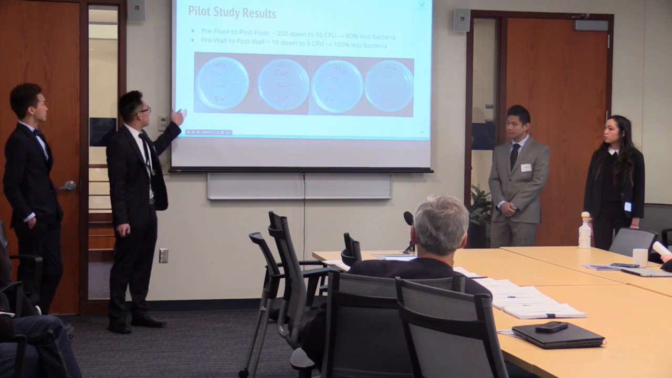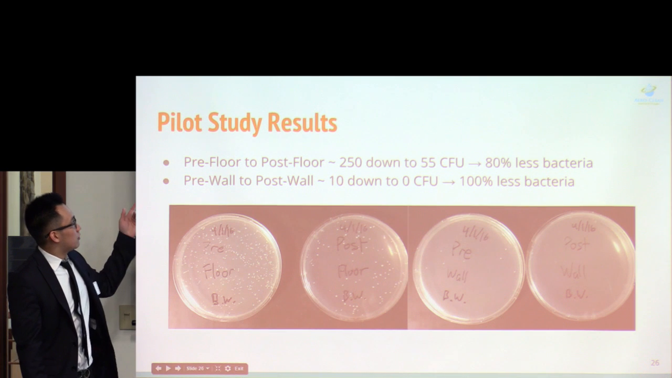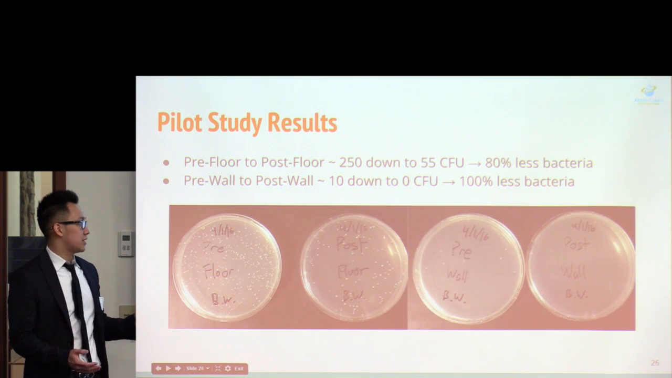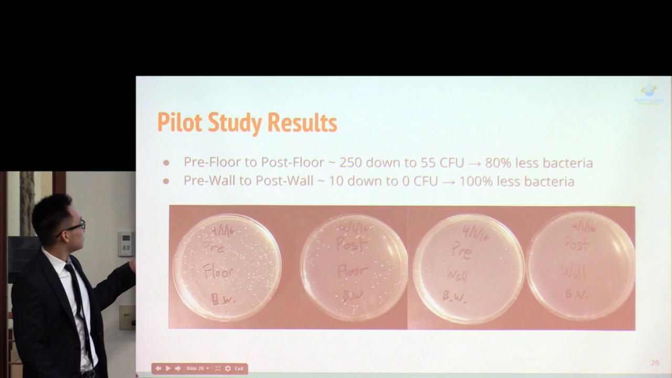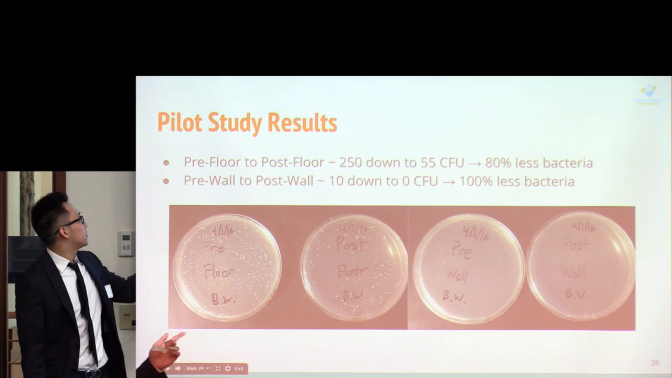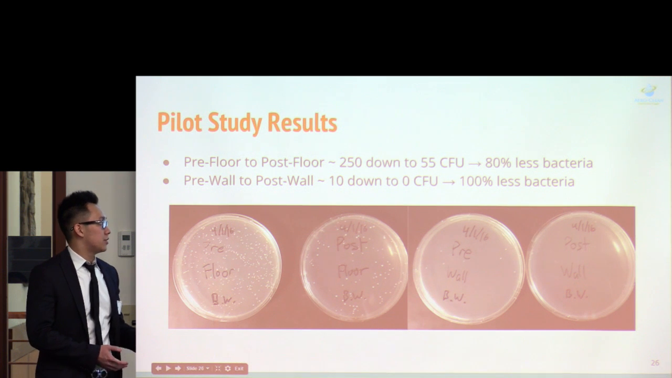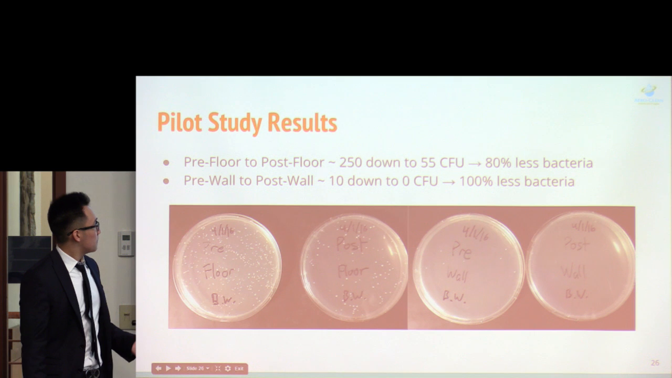So the image on the left shows our pre-floor to post-floor. As you can see, it went from 250 colony forming units to 55 colony forming units, which is approximately 80% less bacteria after using our prototype DF16. On the right, you see the pre-wall to post-wall. It went from 10 colony forming units to 0, which is 100% killed bacteria after using our fogger.